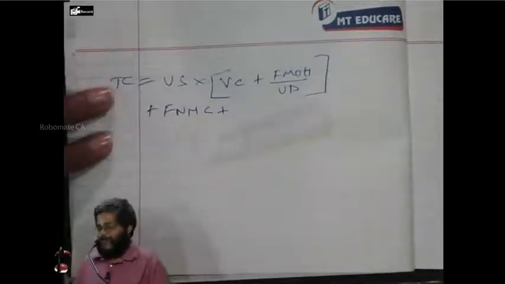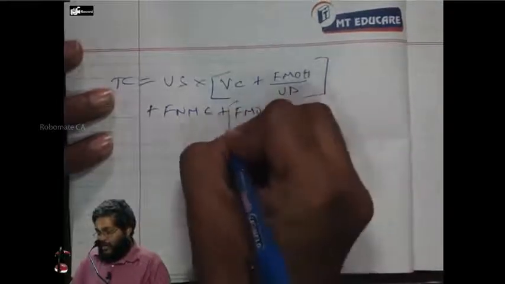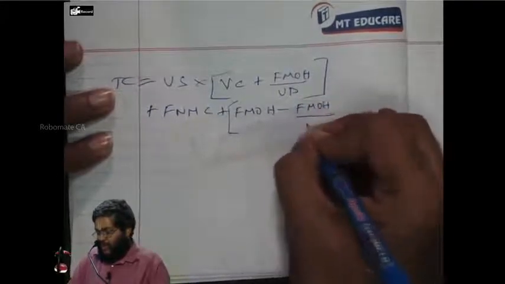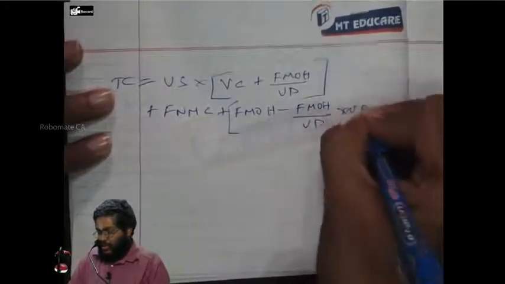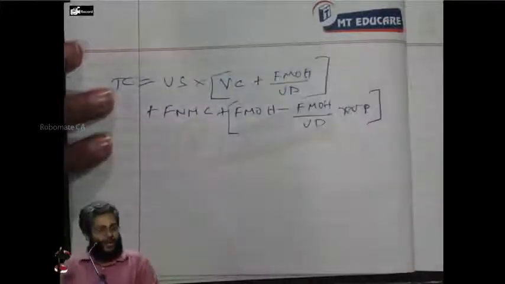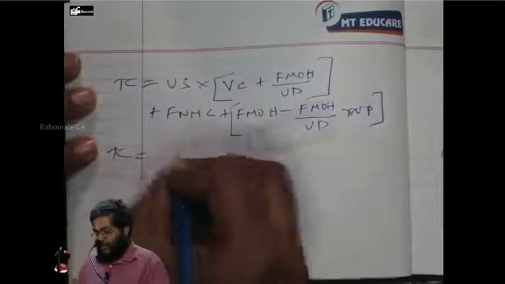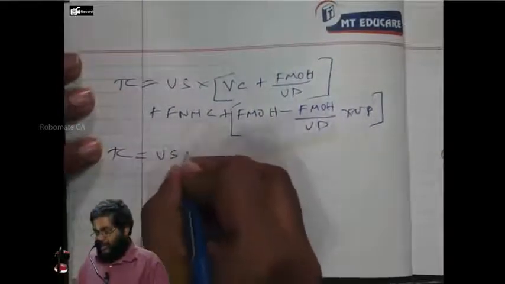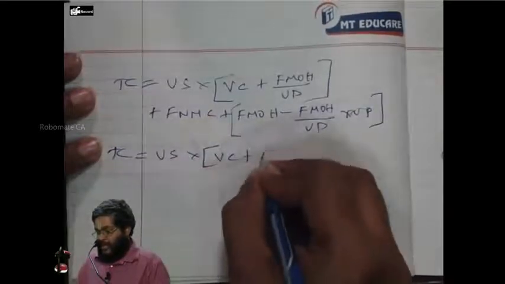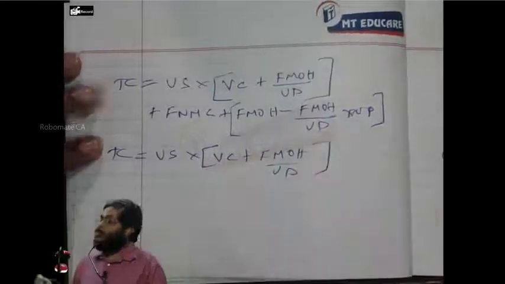Then we are going to have what? Plus under absorption. How do we calculate under absorption? FMOH minus what? FMOH divided by UD into UP. This part are you following? If I add all this, I'll be getting the total cost. I can further simplify this as follows. Total cost is units sold into, again tell me what is it here? Variable cost plus FMOH divided by UD. Up to this no problem, yes or no?